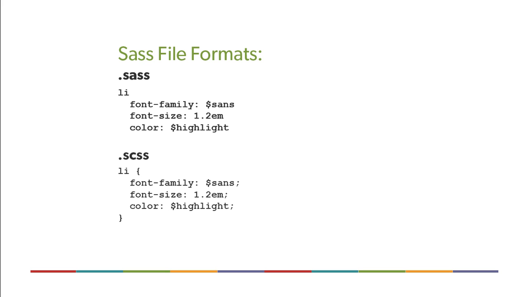The .scss file format is more similar to regular CSS, but it adds in all the Sass helpers like indentation, variables, and more. Any regular CSS file is a valid .scss file. We'll be using the .scss file format in this class. It's the easiest to get used to, and it makes it very easy to convert an existing website over to using Sass.